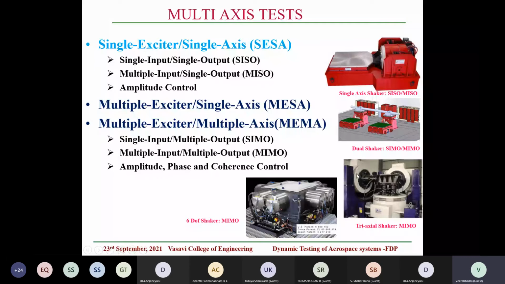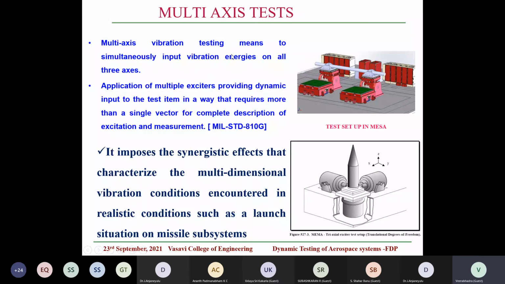So why we are doing multi-axis is we are exciting the input excitation energy in 3 axes simultaneously. This is more realistic. The application of multiple exciters providing dynamic input to the test item in a way requires more than a single vector for complete description of the excitation and measurements. It is more realistic and imposes synergetic effect in all 3 axes simultaneously.